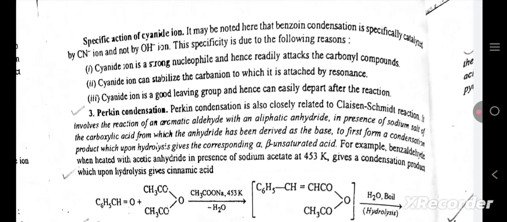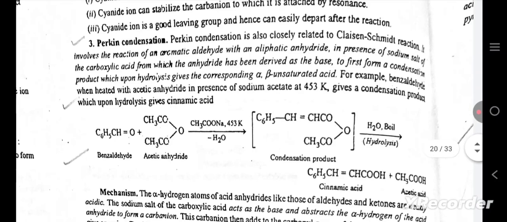Specific action of cyanide ion. It may be noted here that benzoin condensation is specifically catalyzed by CN- ion and not by OH- ion. This specificity is due to the following reasons. The cyanide ion is a strong nucleophile and hence readily attacks the carbonyl compound. Cyanide ion can stabilize the carbanion to which it is attached by resonance. Cyanide ion is a good leaving group and hence can easily depart after the reaction.